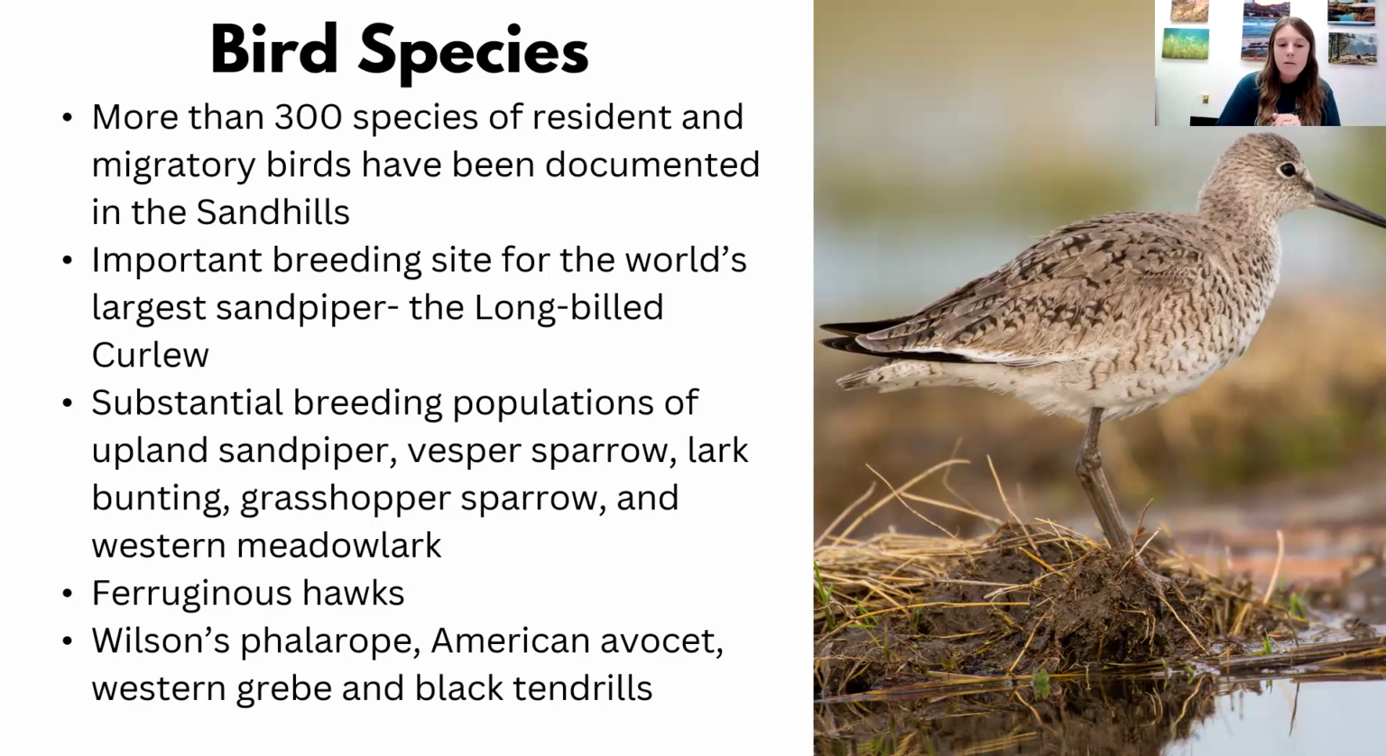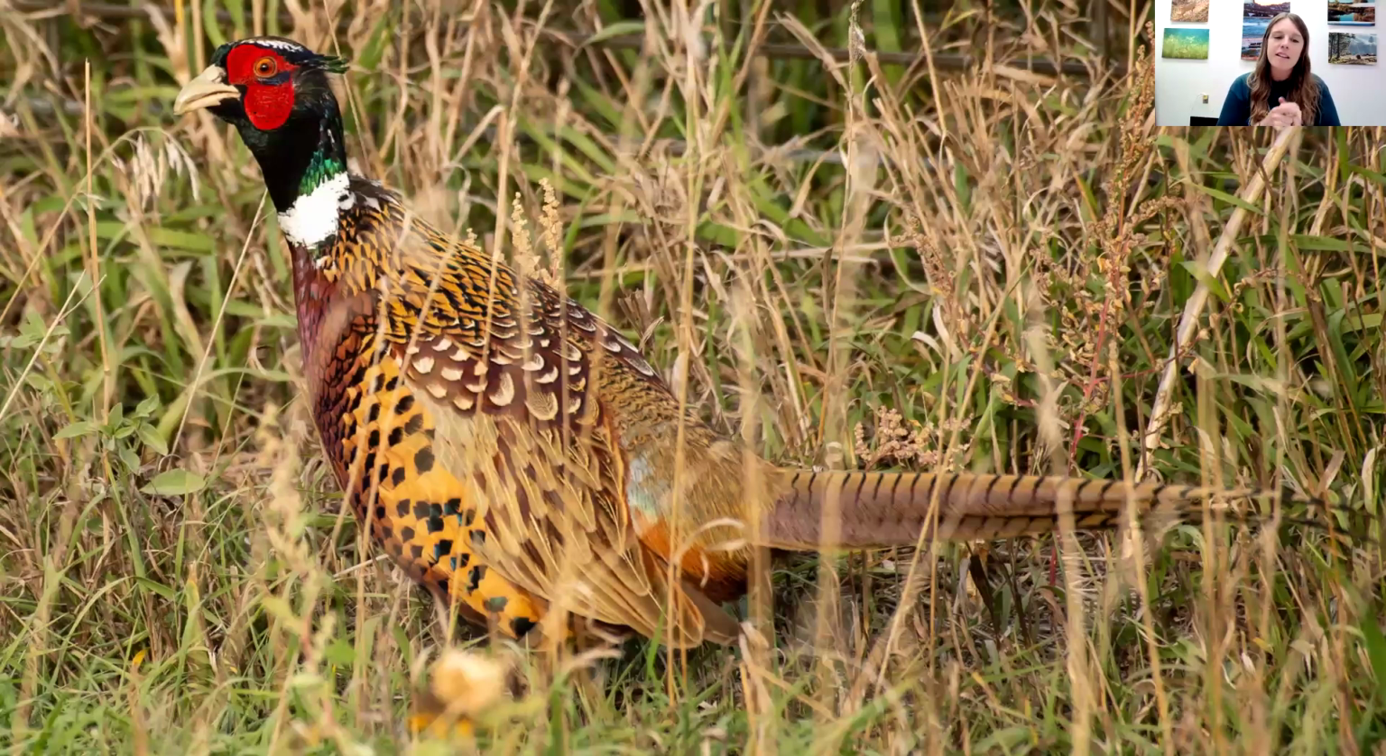Things like Wilson's phalarope, American avocets, grebes, and terns. Black-billed magpies are also there. Bell's vireos and rose-breasted grosbeaks are known in the woodland areas of the Sandhills. So no matter where you are in the Sandhills, you've got 300 plus species of resident and migratory birds that you can probably find. So go to the Sandhills if you want to bird watch. Here are a couple of birds that you can find. This is clearly not a native species, a pheasant, but the Sandhills are a stronghold for them in Nebraska.